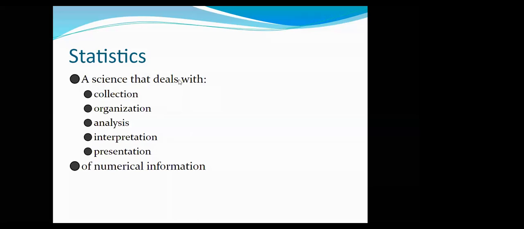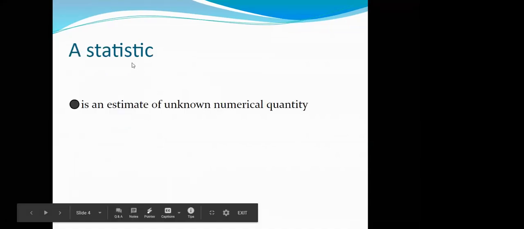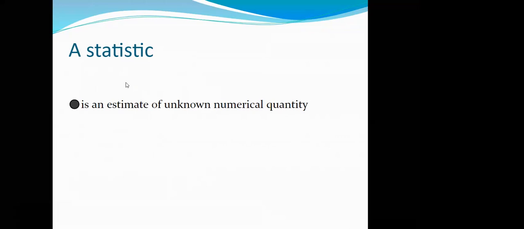So remember, we're just trying to define statistics. We said that statistics is a science that deals with collection, organization, analysis, interpretation, and presentation of numerical information. Now, what is a statistic? A statistic is basically an estimate of some unknown numerical quantity. It is also a characteristic of a sample.